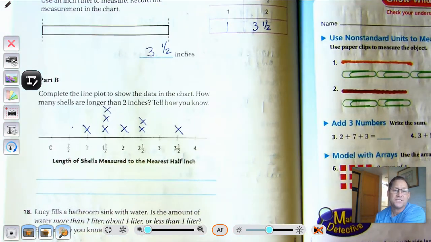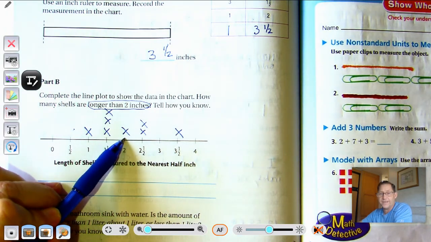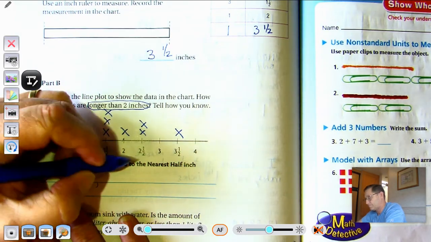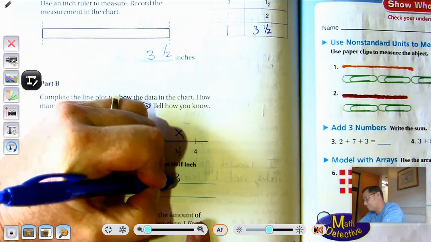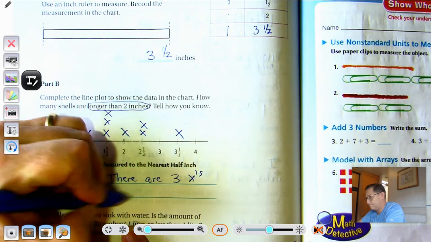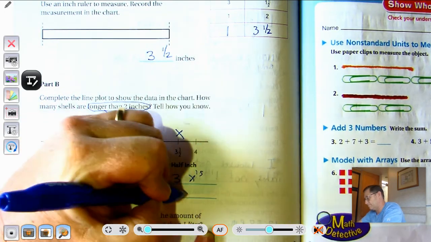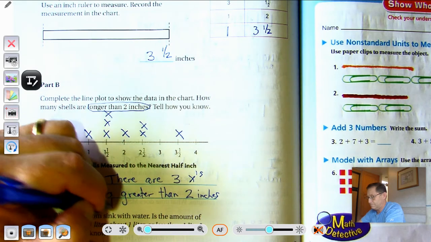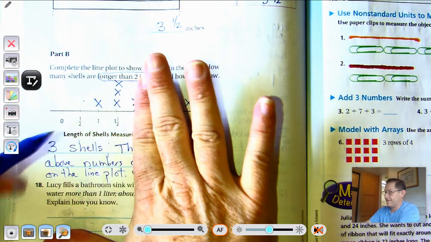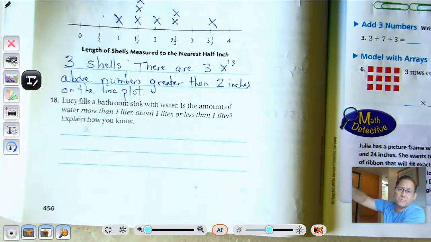So, how many shells are longer than 2 inches? Okay, well, this one is not longer than 2. It is 2. So 1, 2, 3. So I just counted the number of x's above numbers greater than 2. I didn't count any of these. Okay, 2 is not greater than 2. And number 18. Lucy fills a bathroom sink with water.